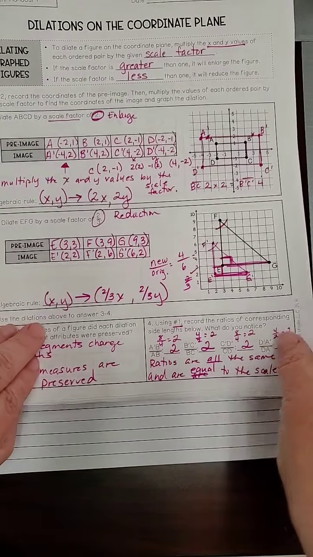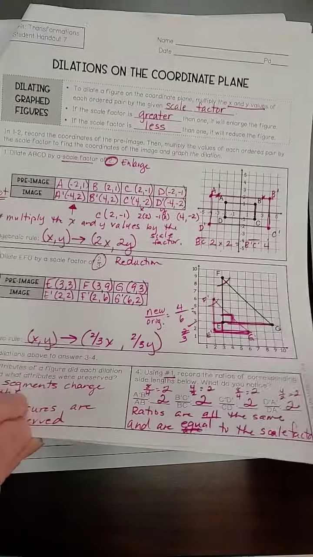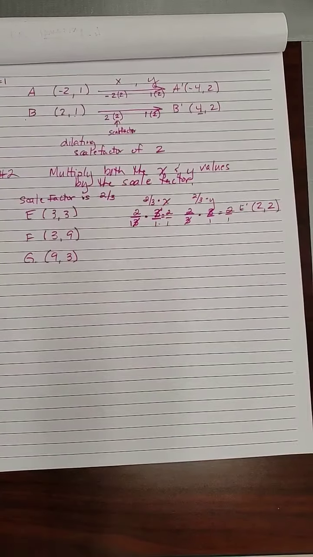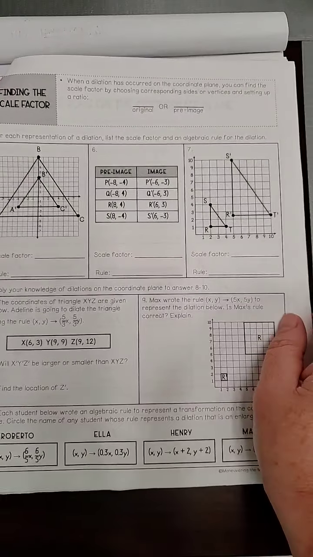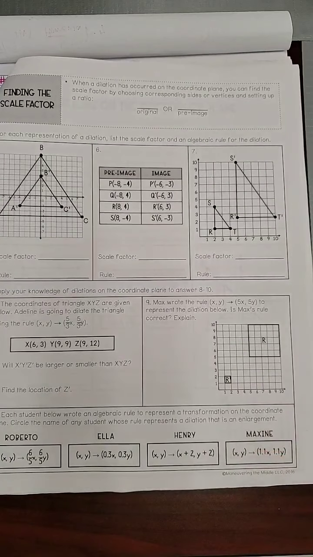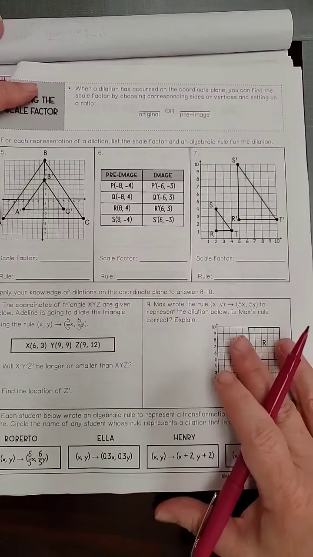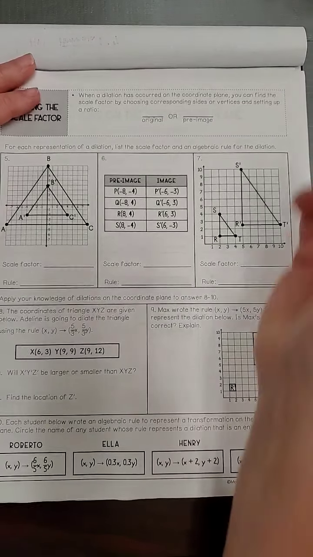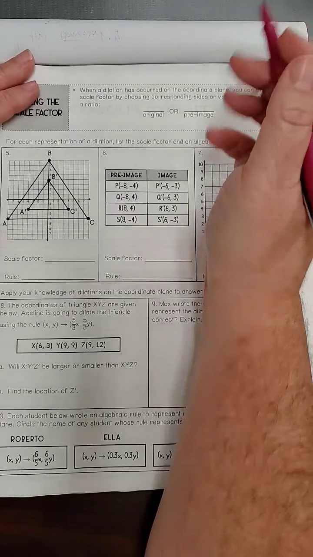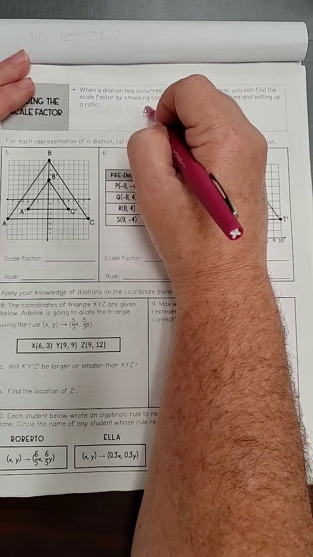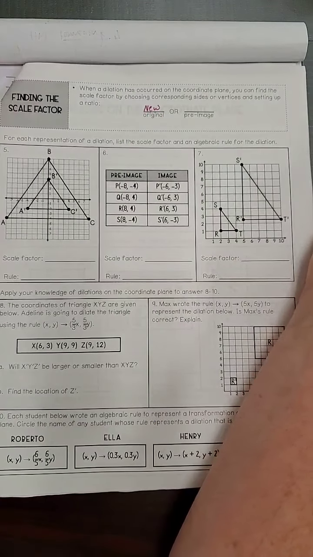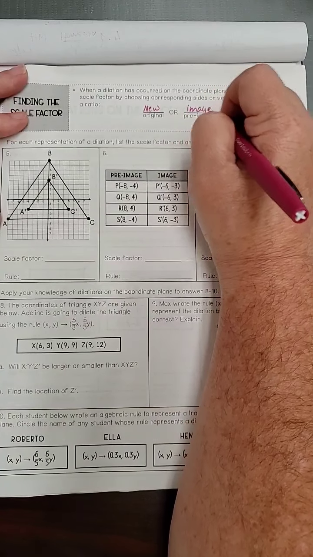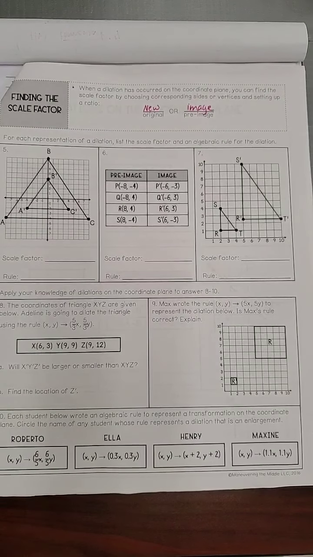All right, so let's go on to the next page. Let's enter a few notes up here. Okay, finding the scale factor. When a dilation has occurred, you can find the scale factor by choosing corresponding sides or vertices and setting up a ratio. And I know it needs to be the new figure over the original, or we can also call it the image over the pre-image.